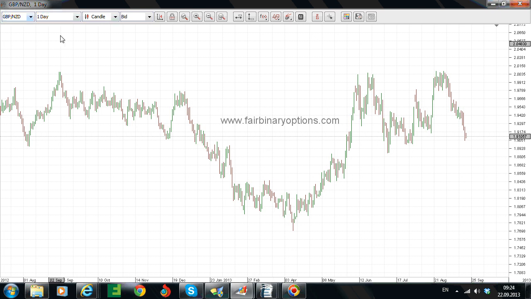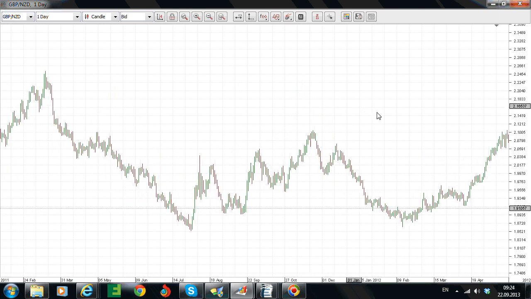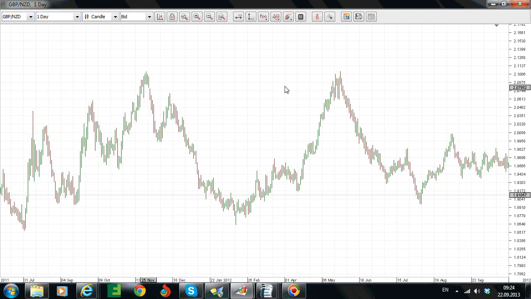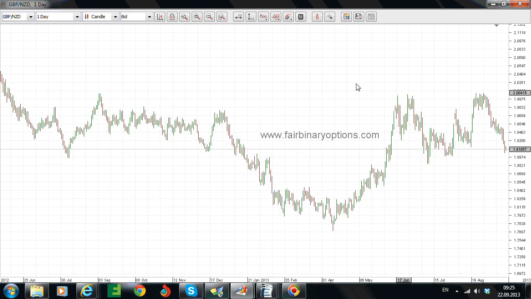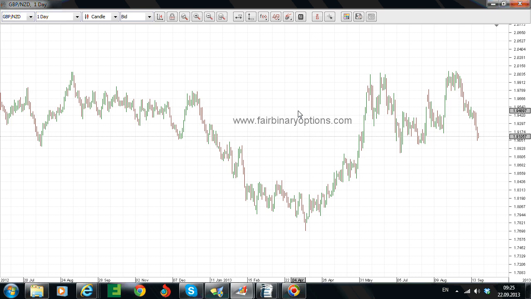Now this is a daily chart on the Great Britain pound New Zealand dollar, and as you can see here, price is coming from the upside quite for some time, and now it is forming this possible inverse head and shoulders that you see in front of your eyes. A head and shoulders or an inverse head and shoulders like this one is a bullish reversal pattern, and it is formed out of three different elements.